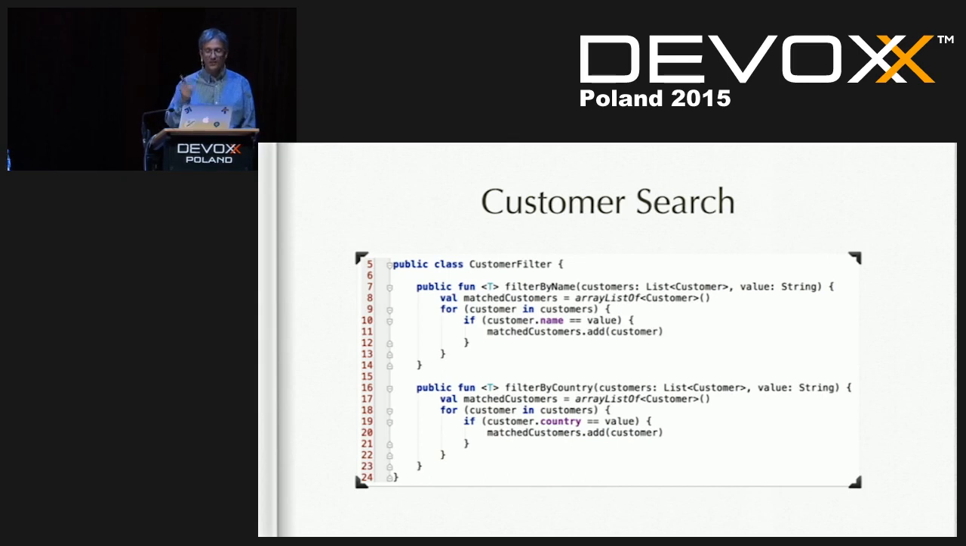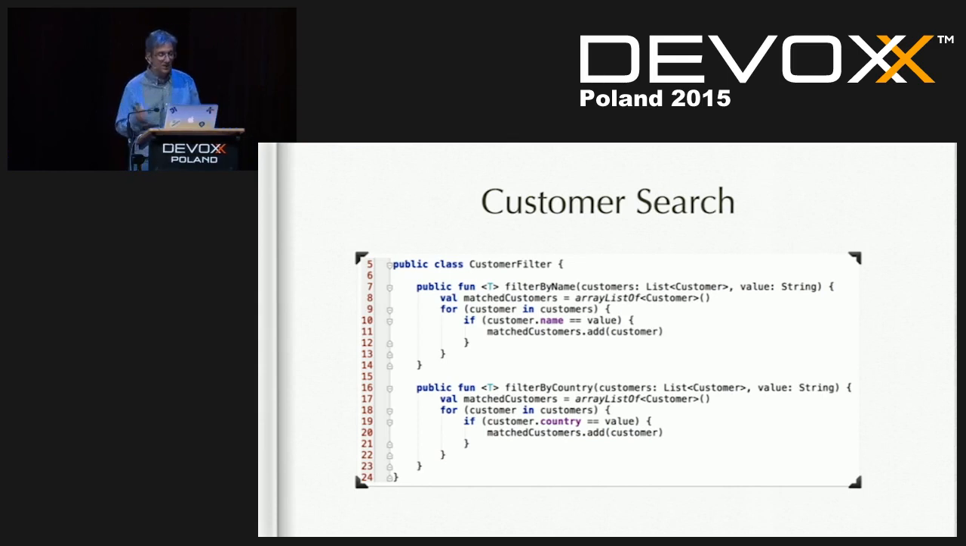So here I have a filter by name, which takes a list of customers and values, and then just checks to see if that customer is that value, and then adds it to a list, and then I've got a filter by country. If you look at those two pieces of code, they do exactly the same thing. Exactly. The only thing that changes is the condition. Instead of checking against name, I'm checking against country. Now, I could do a single function and pass in the field name by which I want to check, but that's kind of silly.